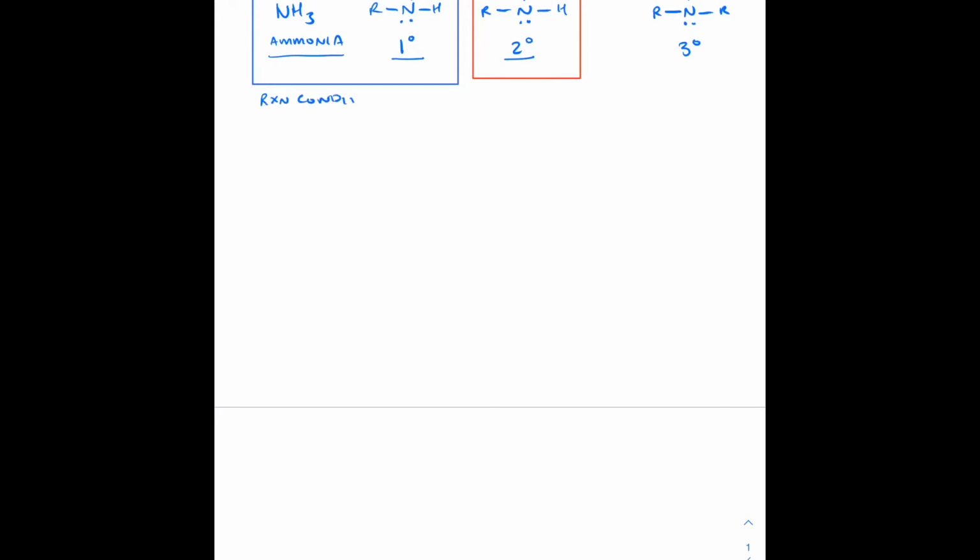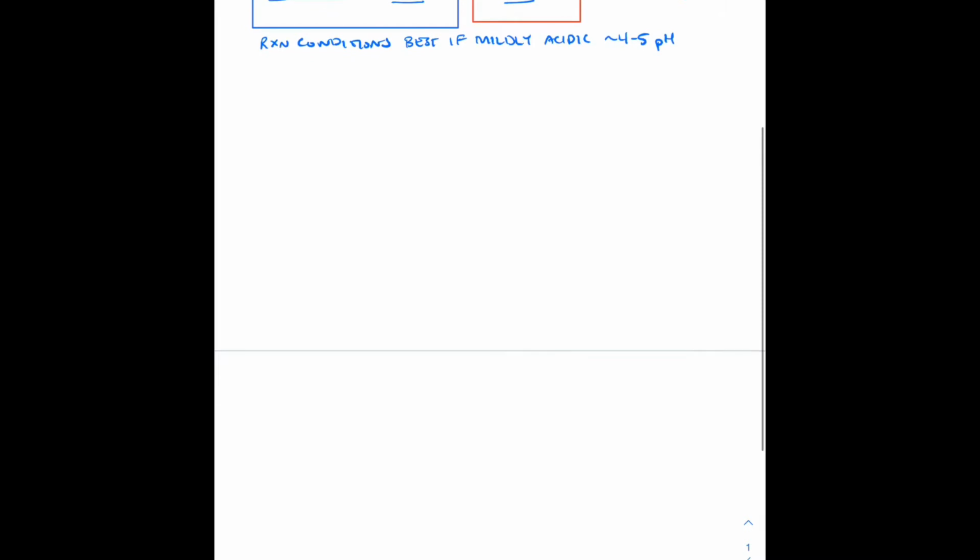So the reaction conditions are typically going to be best under mildly acidic conditions, and so this is going to be the addition of a strong acid typically, but just a little bit to bring the pH down to about 4 or 5. And you'll see this is essentially just a catalytic amount of acid, just to get the reaction going, as we saw in the generic mechanism for addition reactions with neutral nucleophiles, which amines are. Okay, so let's take a look.